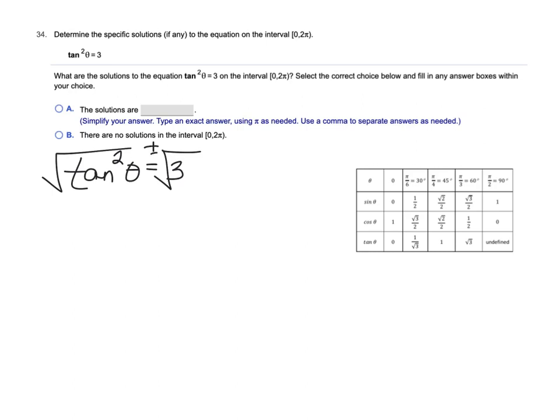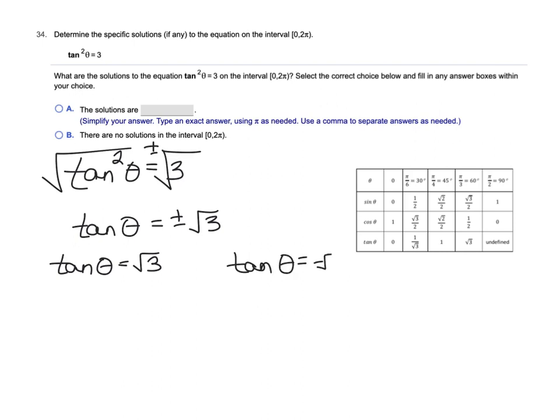So we basically have the square root of tangent squared just gives me tangent. And I have plus and minus square root of 3. All right, so that means we can set up two equations. The tangent of theta equals positive square root of 3, and the tangent of theta equals negative square root of 3. And we just have to solve each one of those. My answer is everything put together.